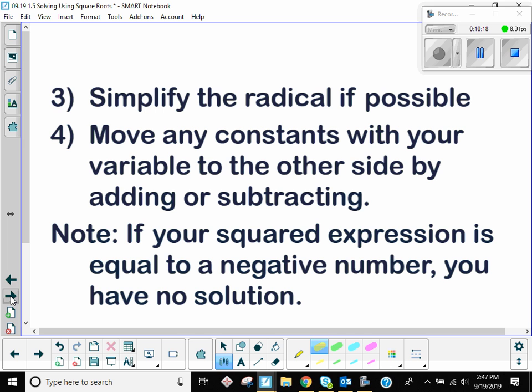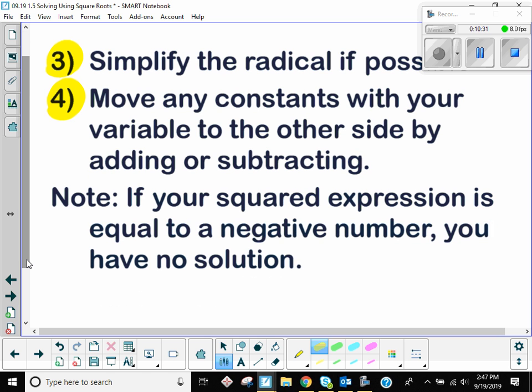Then simplify the radical if possible. Sometimes it will be, sometimes you can't. Move any constants over. And in this last note, we're actually going to cross that out. It says if your squared expression is equal to a negative number, you have no solution. So we've talked about this kind of already. For example, if you had x squared equals negative 4, that's not actually true, right? There's no number squared that will give you a negative number. So this really should say has no real number solution.